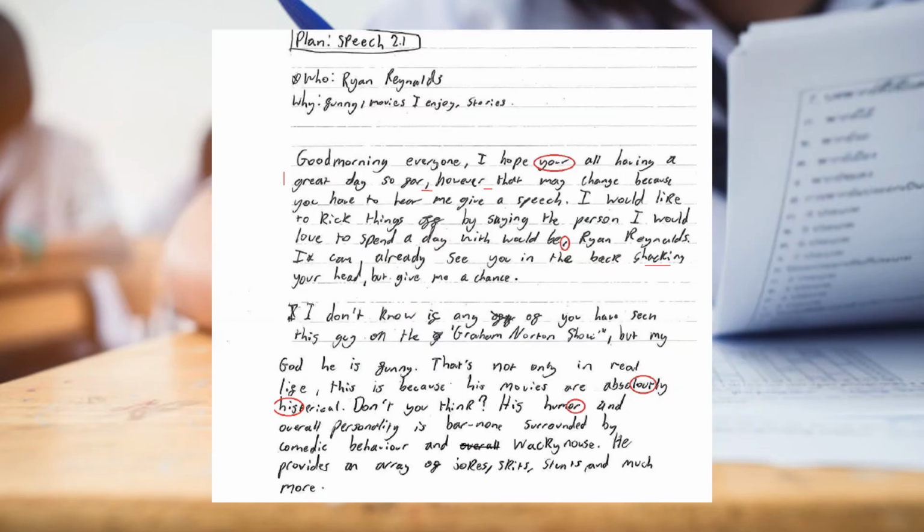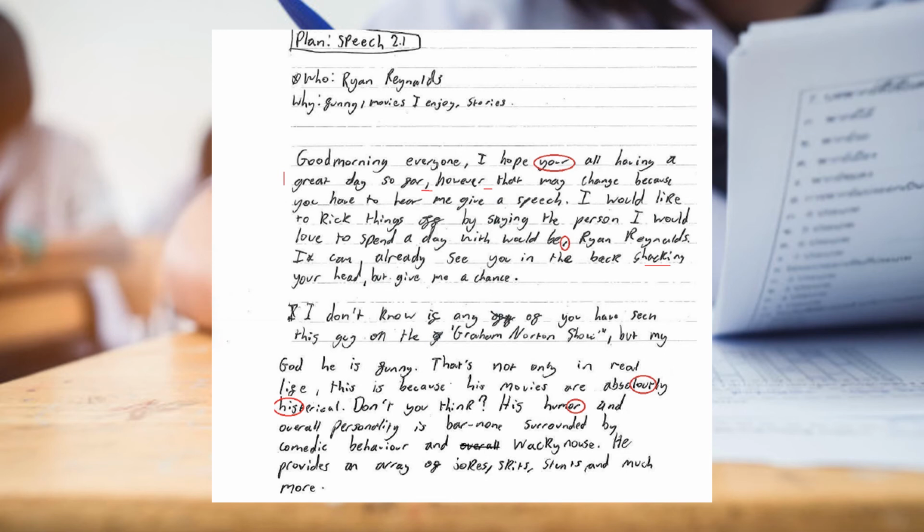You can see they've done a mini plan at the start. Who? Ryan Reynolds. Why? Movies I enjoy, stories. So they've done a brief rundown of why they'd chosen the person first. And we've got good morning everyone. That sounds quite generic, but it is correct for a speech. I hope you're all having a great day, and so you may have to change because you're going to hear me make a speech. Well, not so sure about that.